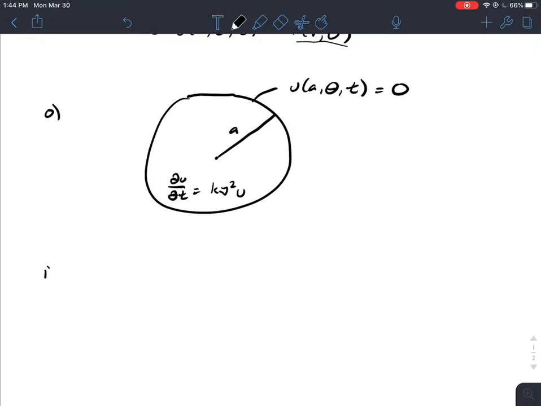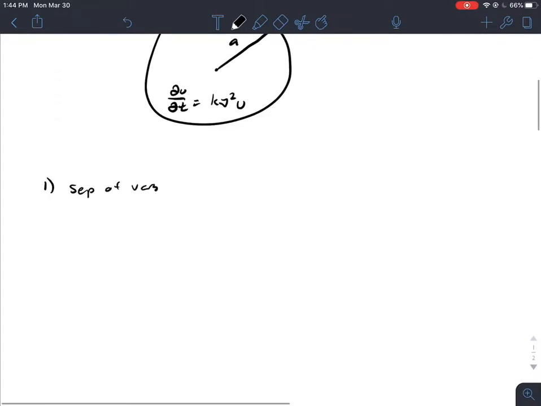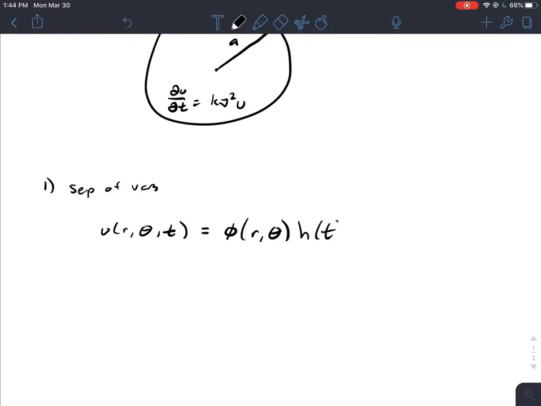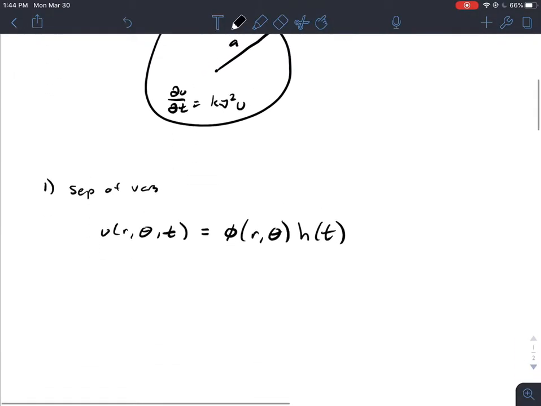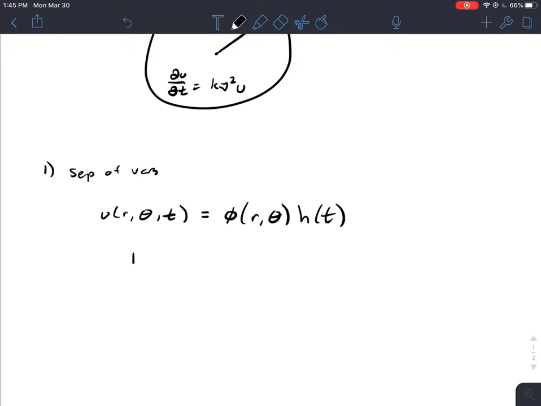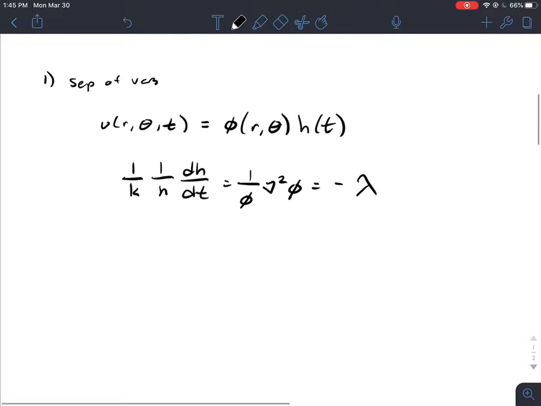Okay, so now that we have drawn our shape, we can proceed with separation of variables. Since we have a triple variable dependency, we know that we're going to have two separation constants. So let's call the spatial part phi of r, theta, and let's call time a function of h. So if we plug this in, what we should end up with is 1 over k, 1 over h, dh dt is equal to 1 over phi, Laplacian phi is equal to negative lambda.